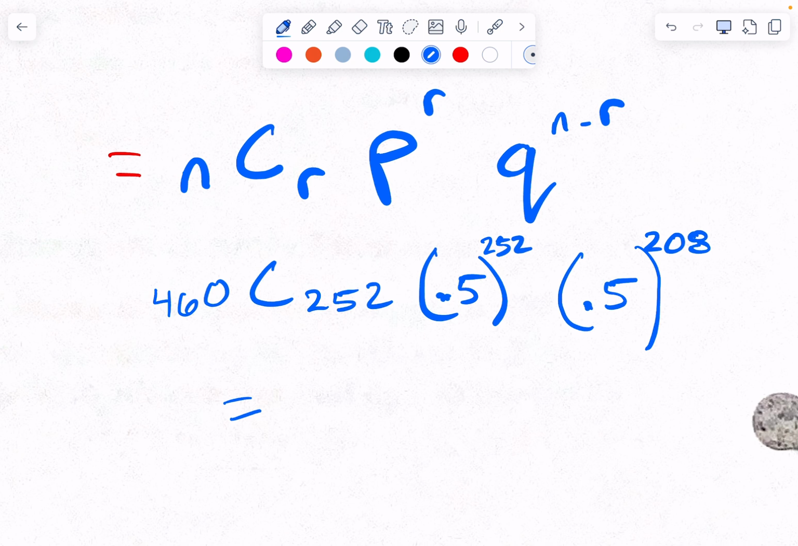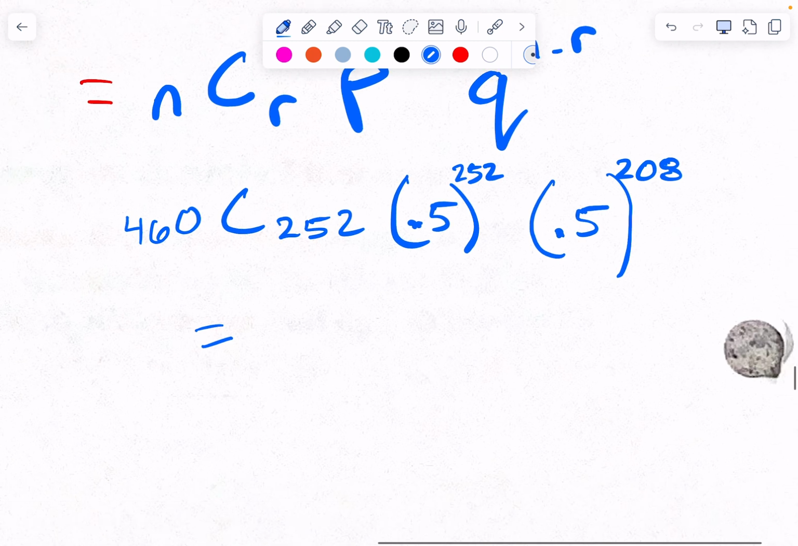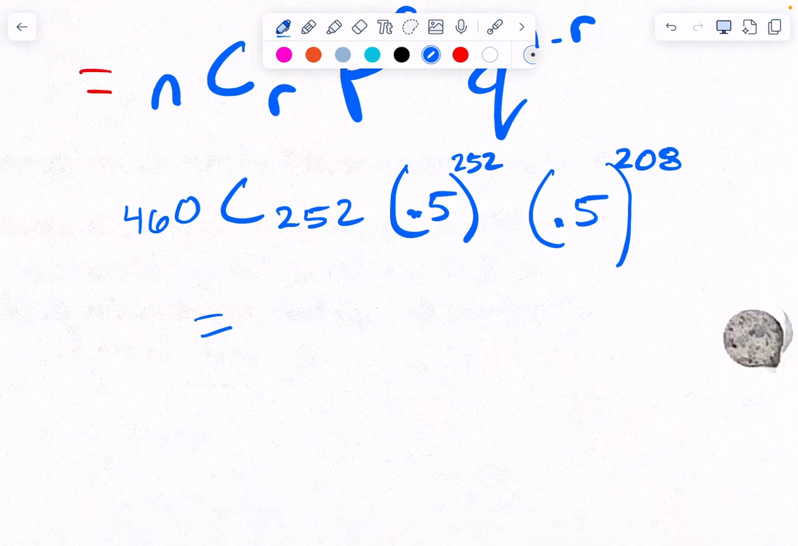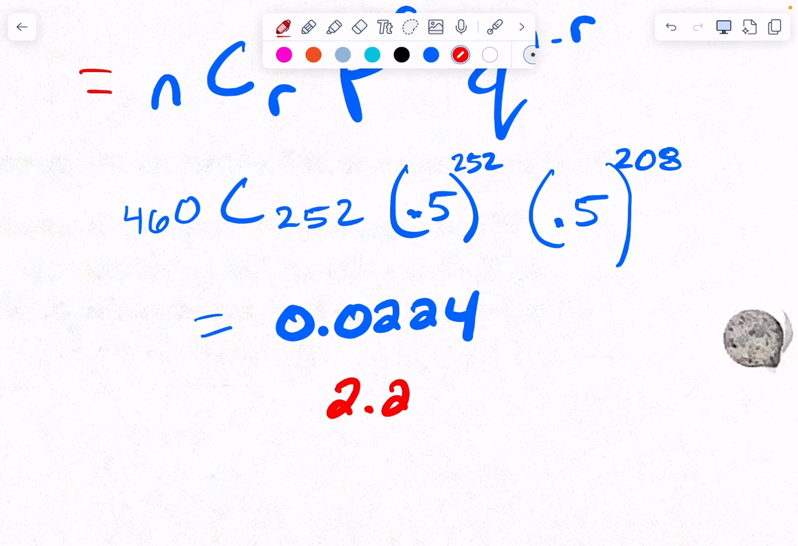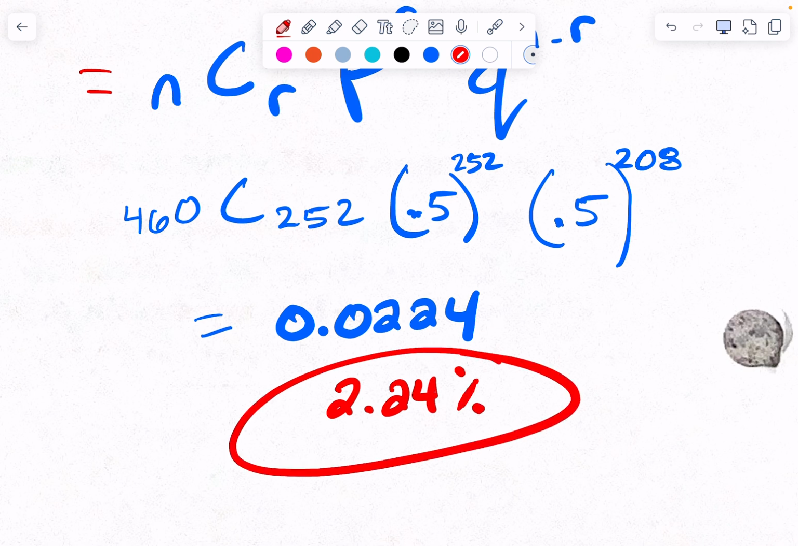You have to use a stat disk, otherwise you get an overflow error. So it's possible to do, but your calculators won't do it. The chances of that happening is 0.0224. Okay, what does that even mean? 2.24% chance. That is the percent chance of that split happening exactly.